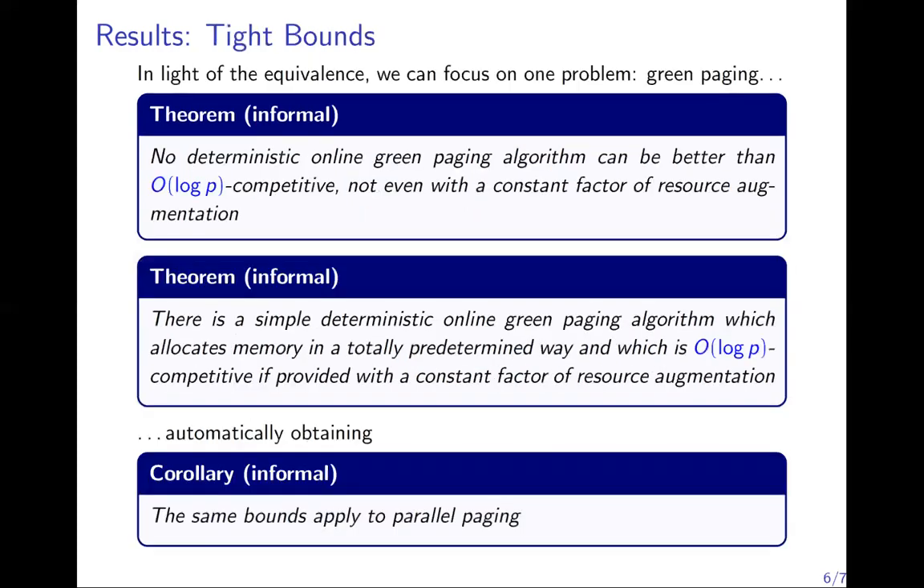And the other set of results is tight bounds for green paging, because we can focus on just one of the two problems because of the equivalence result seen before. For green paging, we can show these two results. No deterministic online algorithm can be better than order log p competitive, not even with a constant factor of resource augmentation. And there is a simple deterministic online green paging algorithm which allocates memory in a totally predetermined way, and which is order log p competitive if provided with a constant factor of resource augmentation.